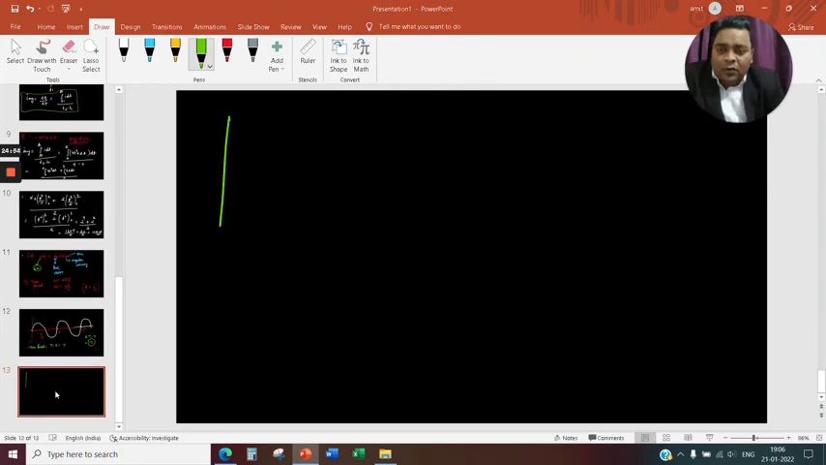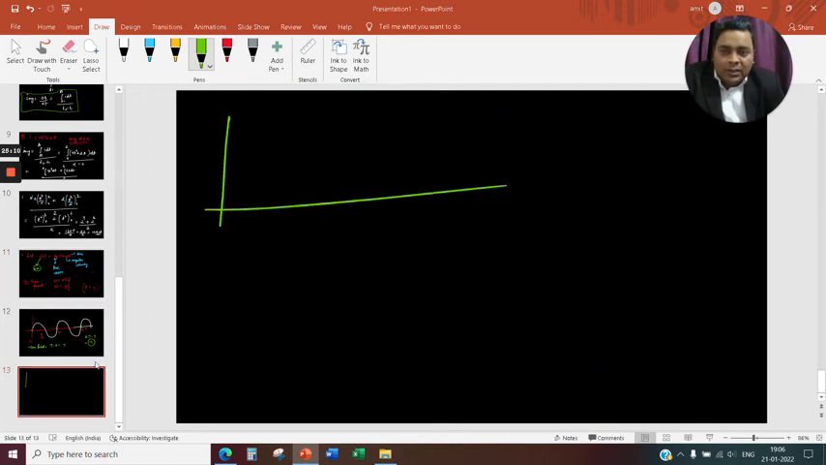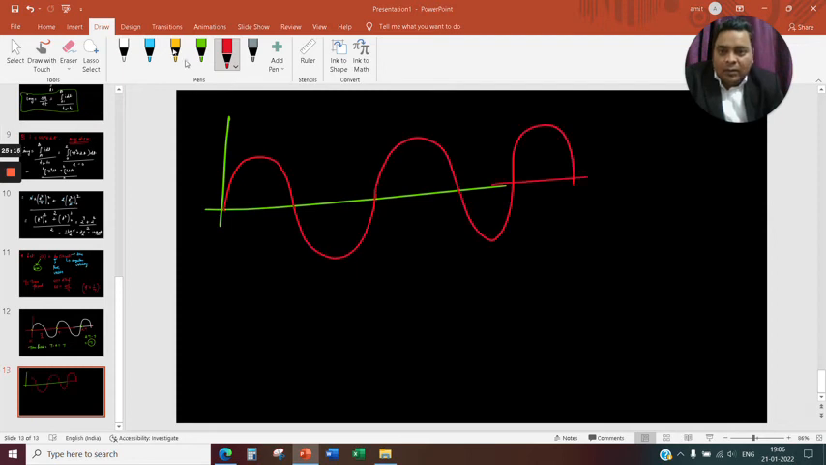Later we'll go for the mathematical interpretation of the sinusoidal wave. But before that, let me take the mathematical equation for I naught sin omega t, and we'll calculate the average value of this equation I naught sin omega t when the time period is 0 to T seconds here. So suppose this is the graph here. And from 0 to T, we have a time period here. And again 2T and so on.